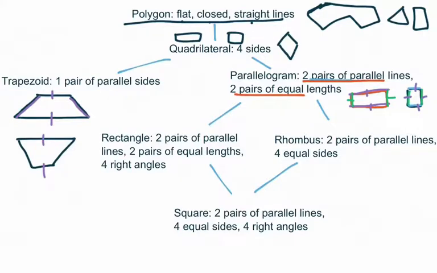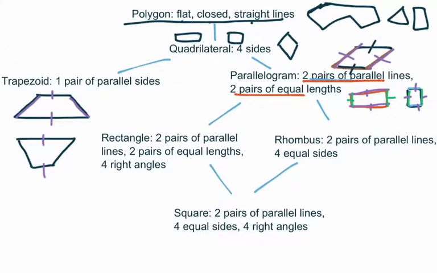A parallelogram, I could have it be looking like this. And let's see if this works. So two pairs of parallel lines. One pair, they're parallel. Two pairs, they're parallel. They would never touch. Two pairs of equal lengths. Well, yeah, this is equal to that, and this side is equal to that. That works. I mean, there's so many different options I could have there.